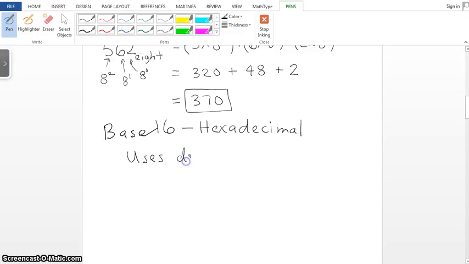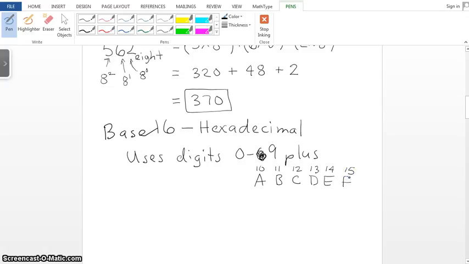This one uses digits 0 through 9. Notice that the base is 16. Plus, it uses A, B, C, D, E, and F. The A represents the digit for 10, B is for 11, C is 12, D is 13, E is 14, F is 15.